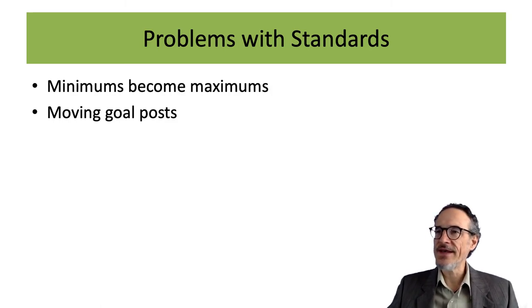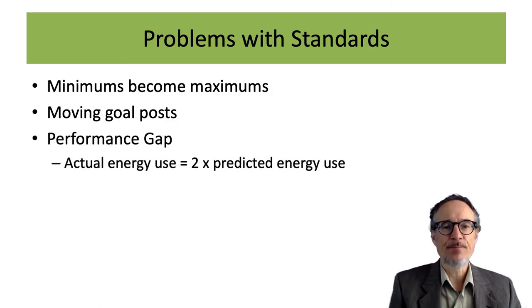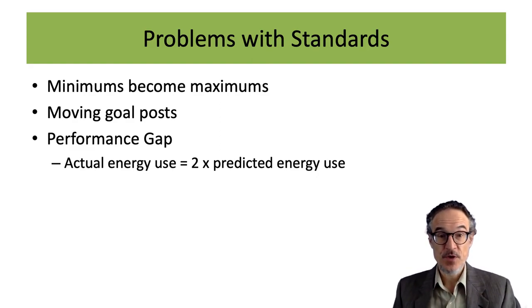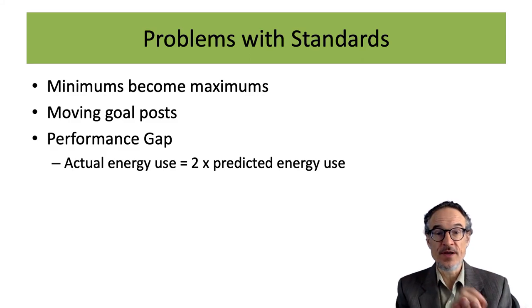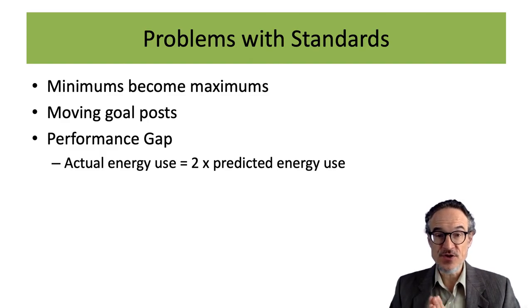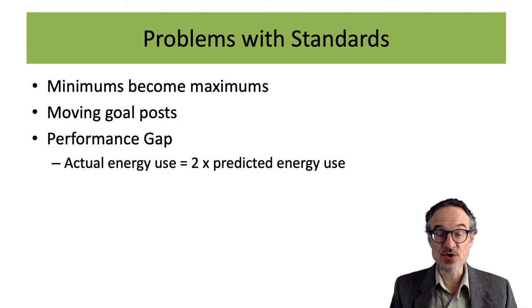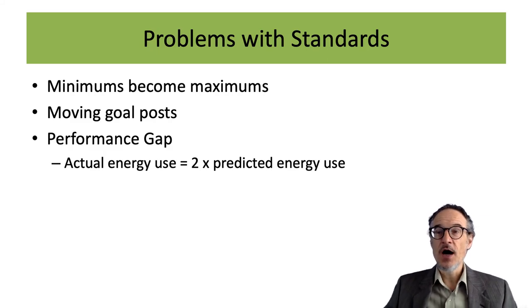The other problem that we get is what's called a performance gap. Often the calculated value of energy use is a lot different to the actual use. So you may calculate that your building is going to use this much energy. And when you build it and start living there, often it uses twice as much. There's a big difference in how much energy is actually used and how much the calculations say it's going to use.